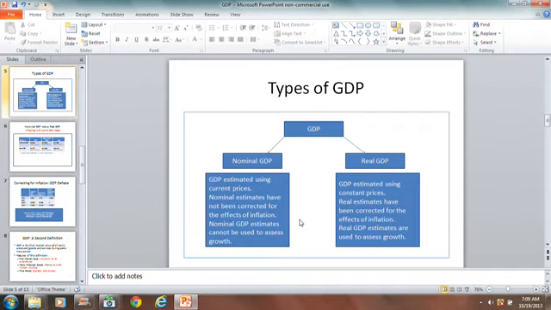So GDP can increase for several reasons, some of which are kind of erroneous. And so nominal GDP doesn't make the distinction. It doesn't control or correct for inflation. And so as a result, we can't use nominal GDP to assess growth.